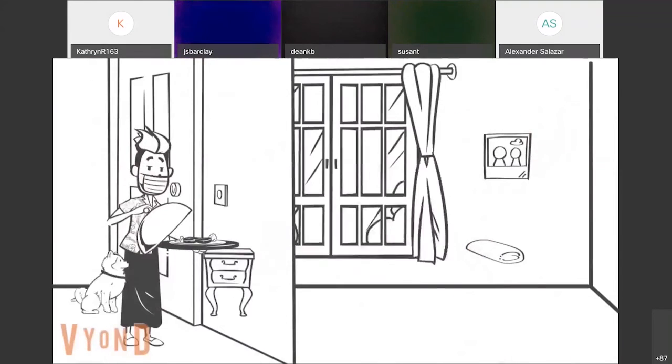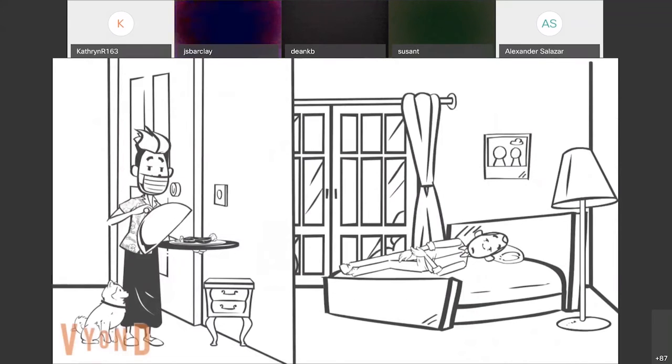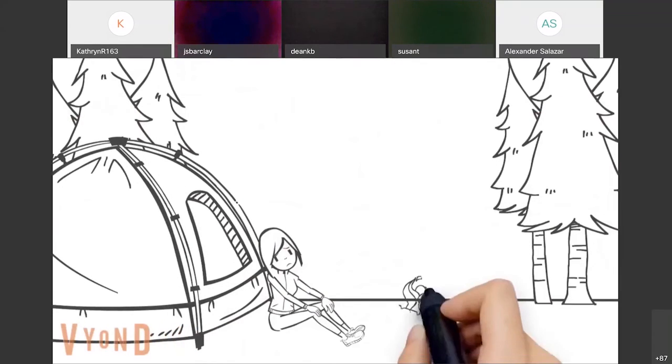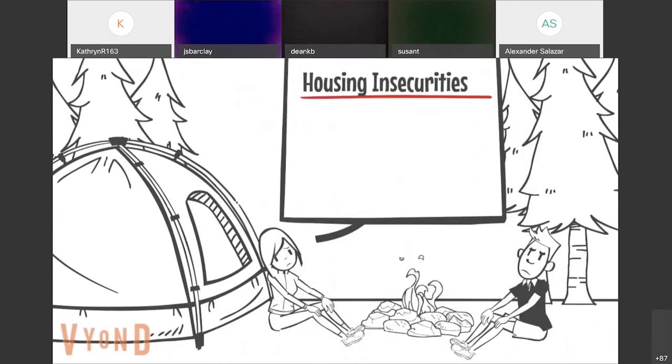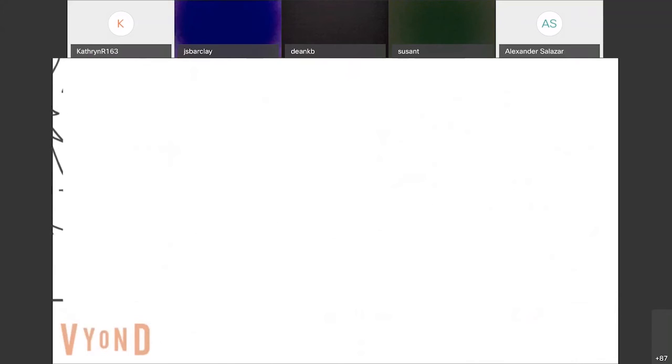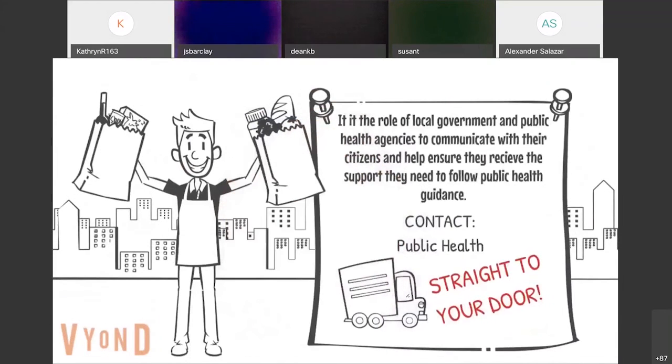That said, some individuals may be more affected than others, including by financial hardship, limited access to food, or no place to isolate from others. It is the role of local government and public health agencies to communicate with their citizens and help ensure they receive the support they need to safely follow public health guidance.